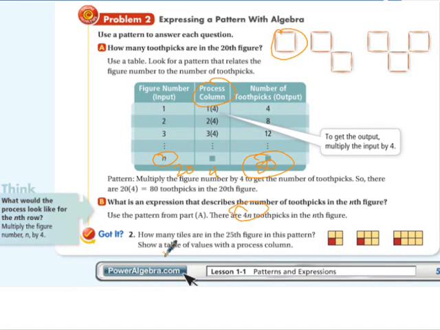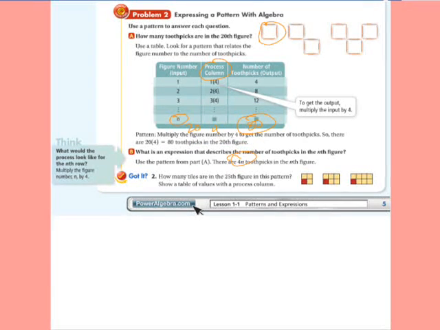So the Got It here says how many tiles are in the 25th figure in this pattern, okay? So what we want to do, the screen just got much, much smaller for you guys. Okay, sorry about that. What we want to do is say how many tiles are in the 25th figure. So in the first figure, how many tiles are there? Well, in the first figure, there are 4, right? In the second figure, there are 6.